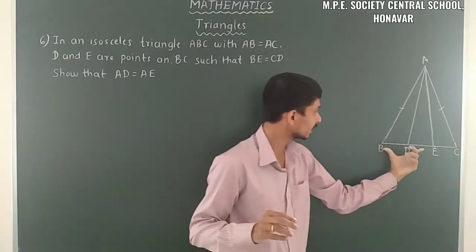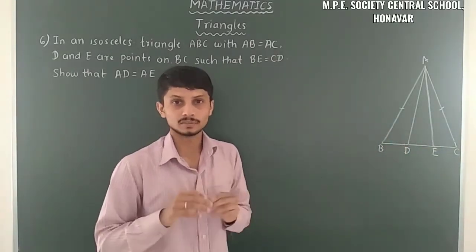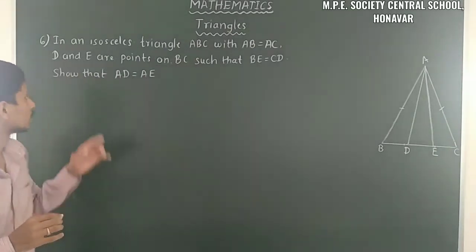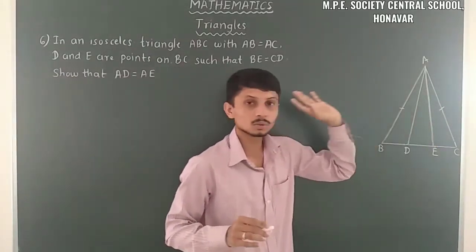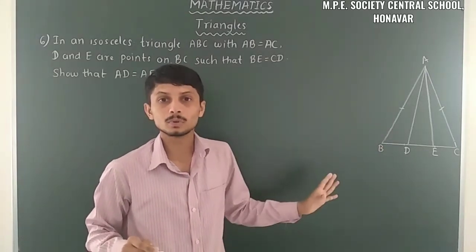Such that BE is equal to CD. That means this distance and this distance both are the same. So it is given. So let us observe what we have to prove here. Show that AD is equal to AE. That means AD and AE, those two are equal. We have to prove that here.